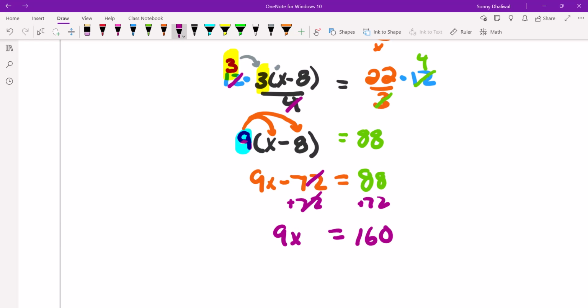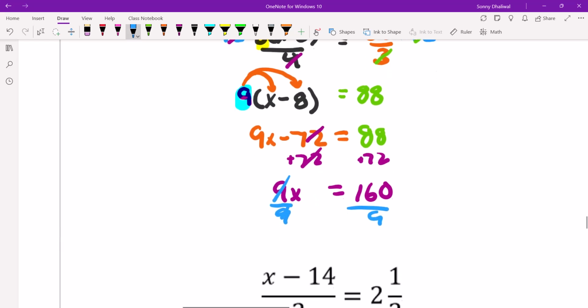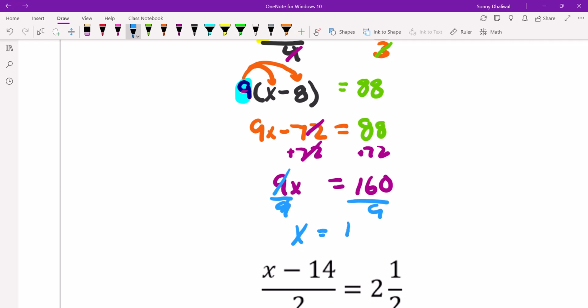All right, and then we want to get rid of the 9. How do we get rid of that 9? Jaden? Division. Just divide by 9. Here and here. Then x is equal to 160 over 9. And I don't think that can get any smaller, so we just leave it as is. Okay?